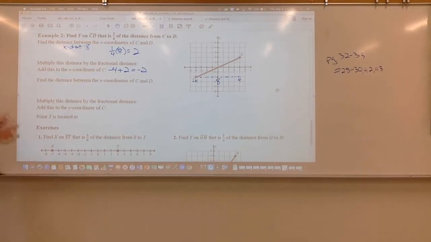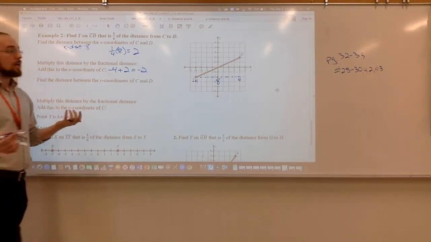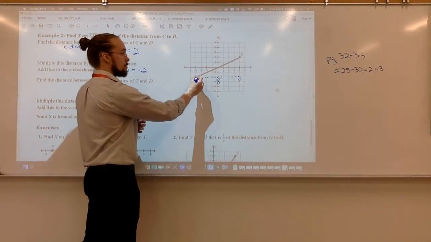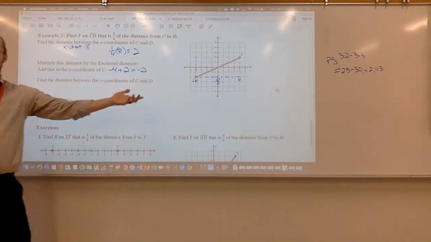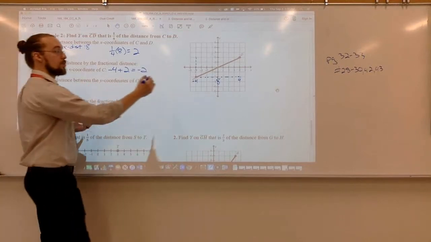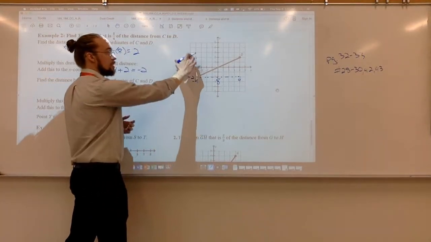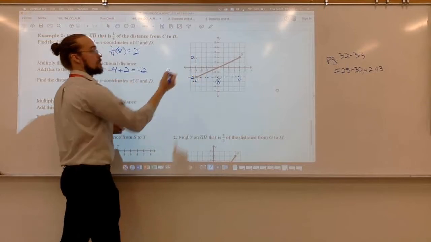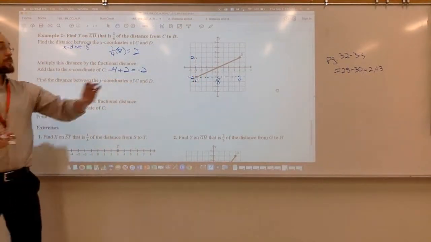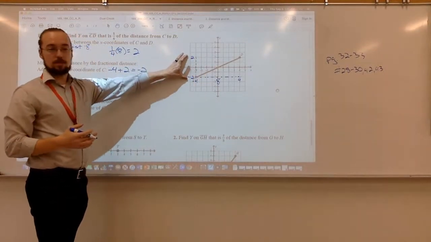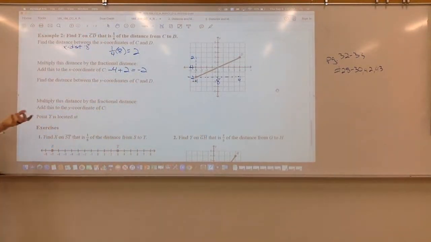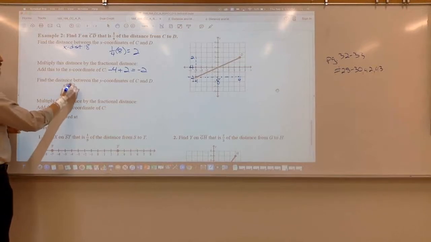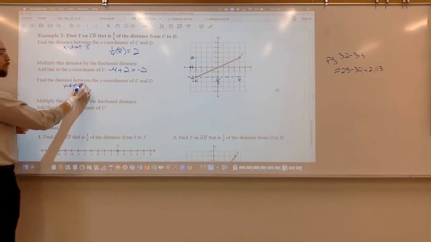So now I just want to do the same thing again for the y coordinates this time. Right? So I want to think about the y coordinate of C and then going up to the y coordinate of D. So what's the y coordinate of C? -2. And then the y coordinate of D? +2. Right? So what is that total y distance? 4. Okay? So I'll jot that down here. That total y distance is 4.